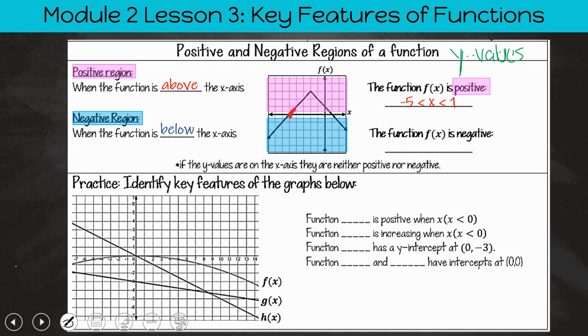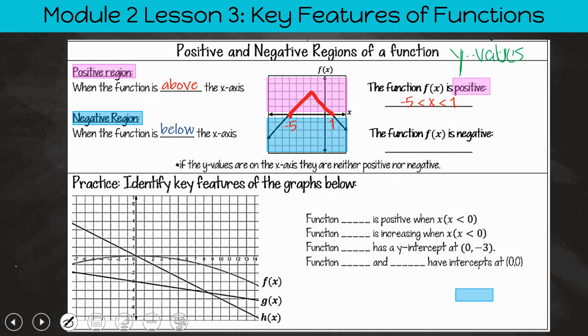Well, where is it positive? It's positive just in that peak. So how can we explain that? Well, the value of that point is -5. The value of the other point is 1. So that means our values for x would have to fall between -5 and 1 if we wanted to have that positive portion or positive region of the function.